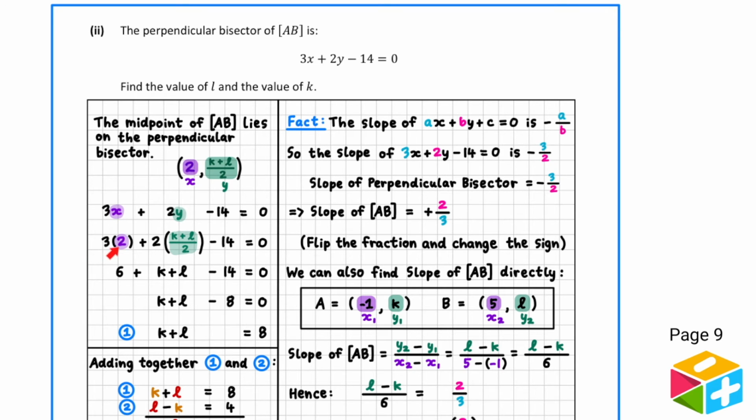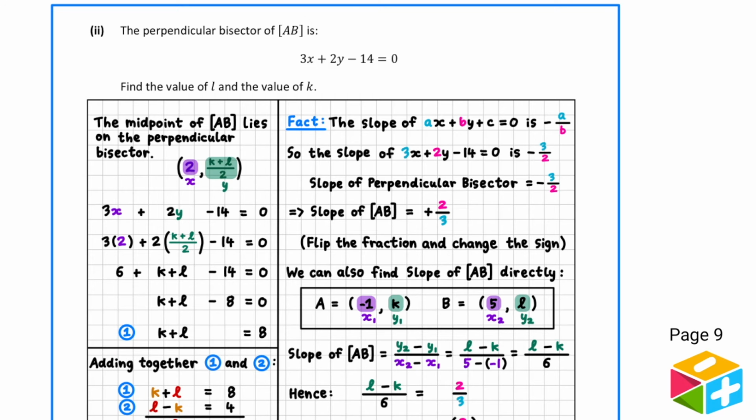3 times 2 is 6, and the multiplication by 2 cancels the division by 2. 6 minus 14 is minus 8. And if we add 8 to both sides, we end up with k plus L is equal to 8. I'll label this equation 1.